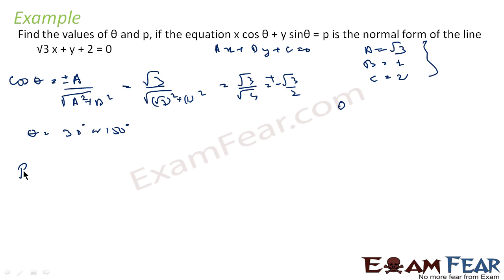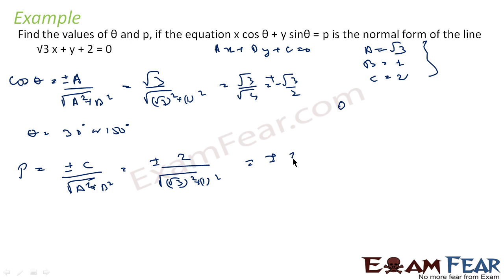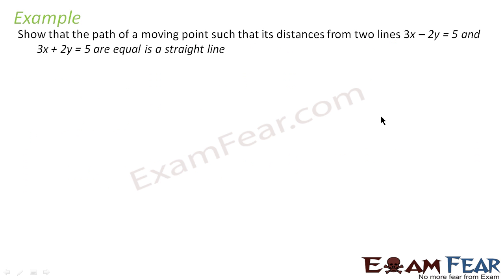Now p is also equal to plus minus c by root of a square plus b square, that is plus minus 2 by root of (root 3) square plus 1 square, that is plus minus 2 by root of 4, that is plus minus 2 by 2, that is plus minus 1. So we have found the value of p, that is plus minus 1, and we have found the value of theta, that is 30 degree or 150 degree.